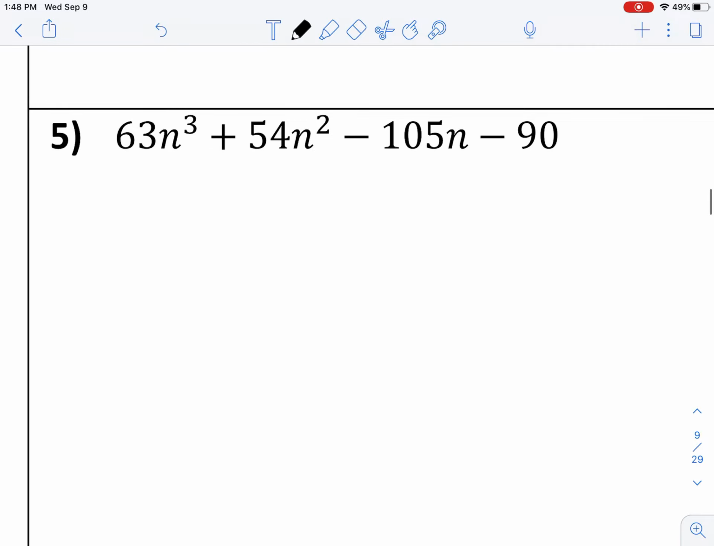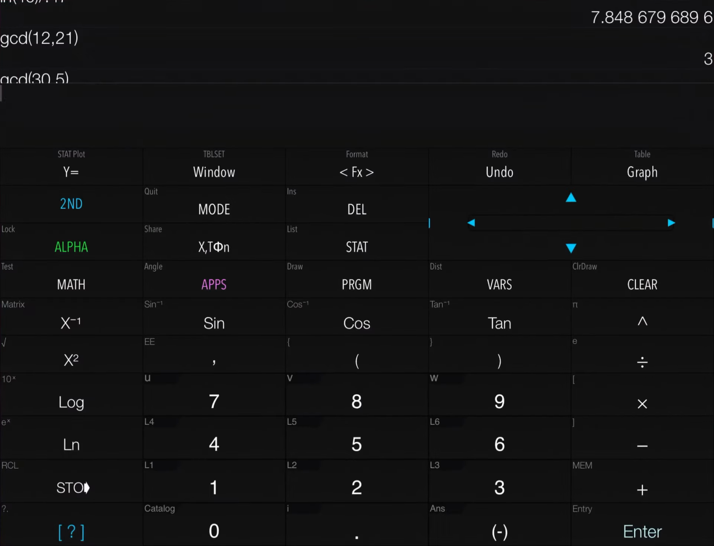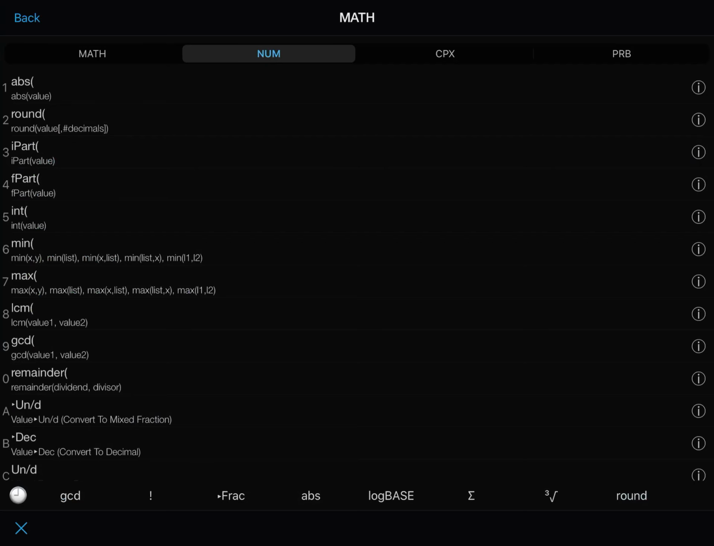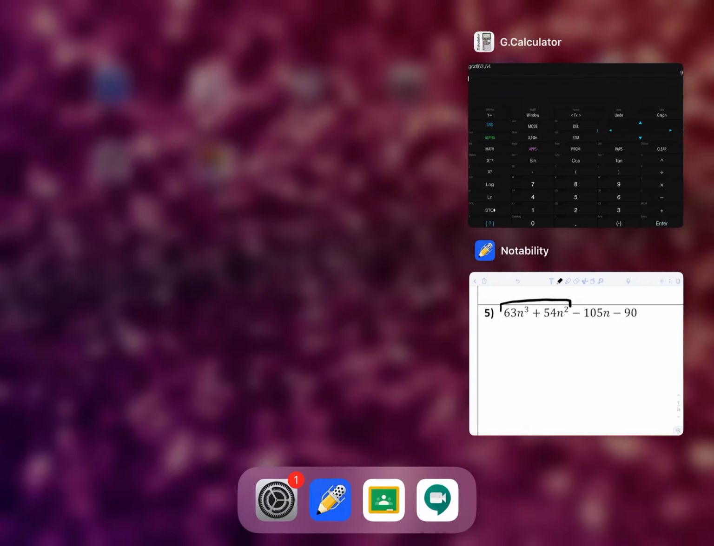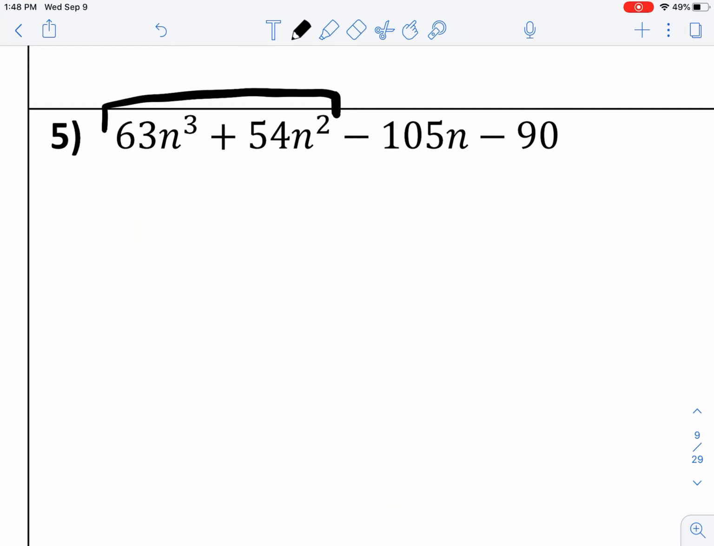Number 5, I've got 63n cubed plus 54n squared as my first group. So we can do Math Num 9, 63, 54, enter, and we get 9. So my GCF of this group is 9n squared.